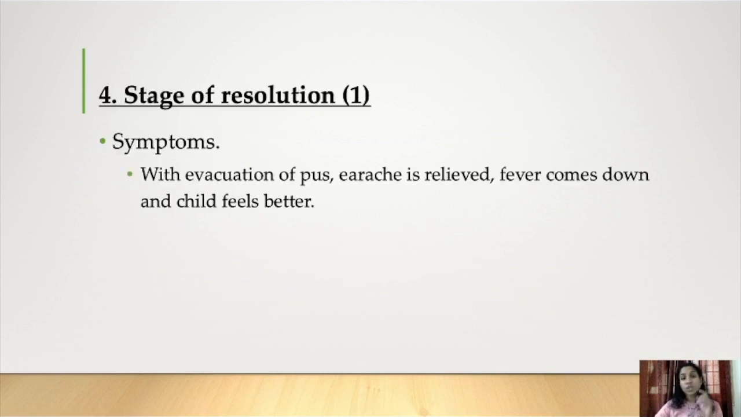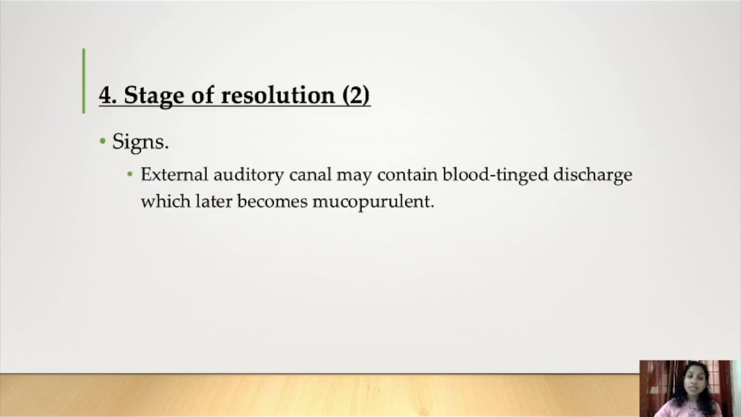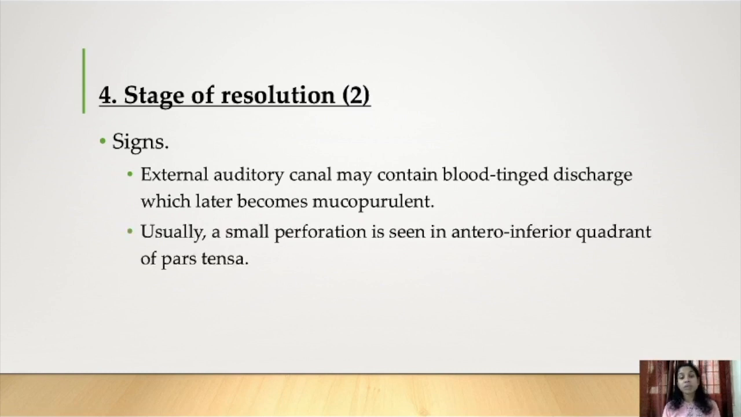Symptoms: with evacuation of pus, earache is relieved, fever comes down, and the child feels better. Because it is ruptured and the pus came out, earache will reduce and also fever will come down. And signs: the external auditory canal may contain blood-tinged discharge which later becomes mucopurulent. So we can see a blood-tinged or a mucopurulent discharge in the external auditory meatus.